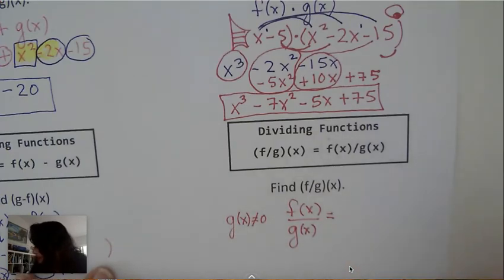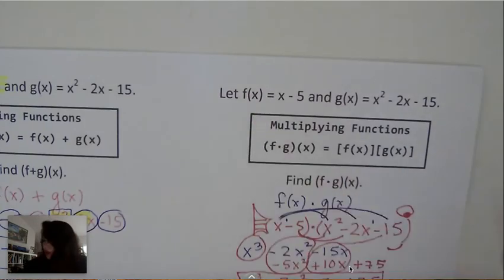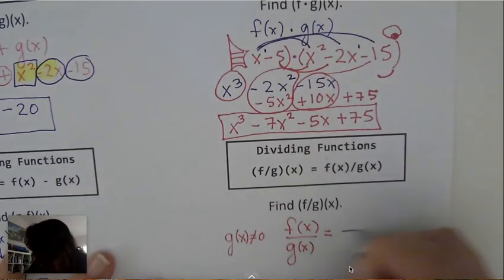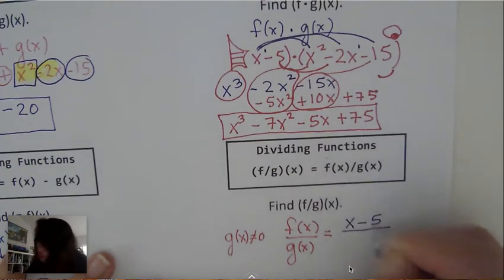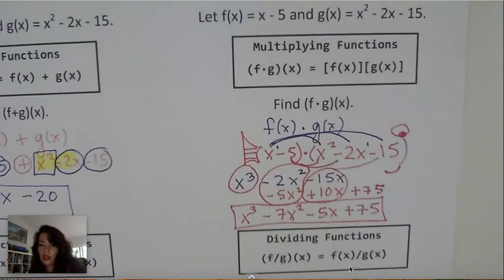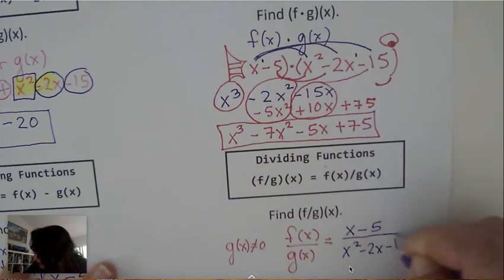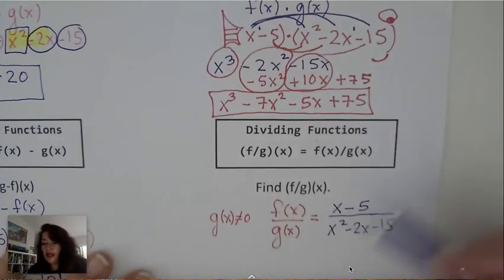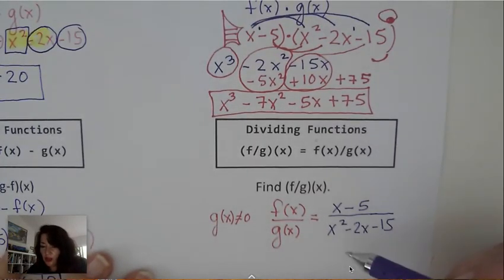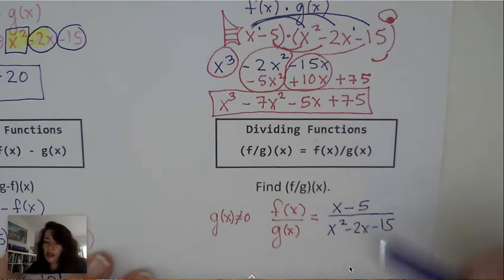All right, what is f of x? Well, I'm going to look at the function here. It's x minus 5. So I will write x minus 5. What is g of x? g of x is x squared minus 2x minus 15. Now, if we can reduce this fraction, we should reduce it. If we cannot reduce it, then we just leave it as is.